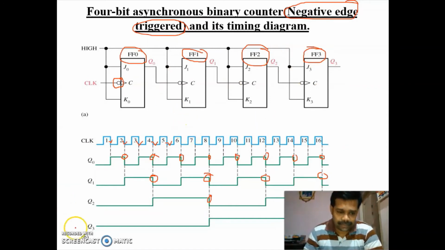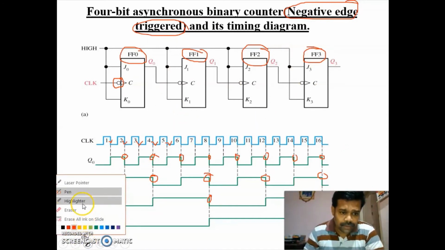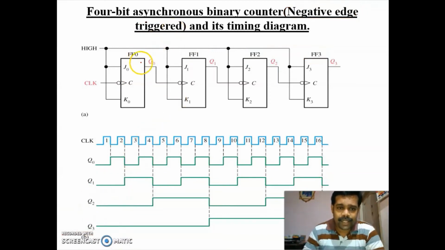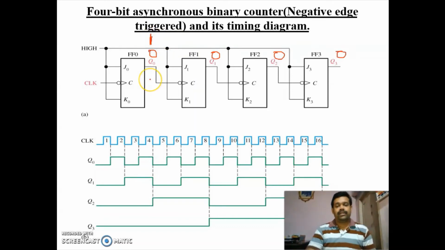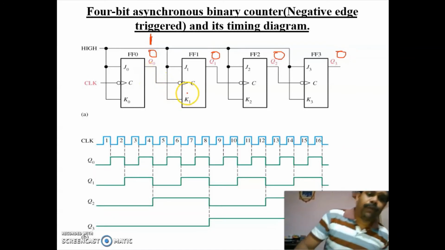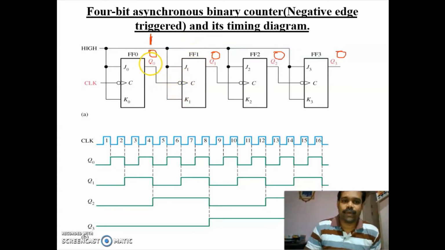So initially you take the output of all flip flops as 0. During the first negative edge, this 0 will change to 1. This flip flop 1 will change the state only if you're having Q naught equal to 1. Initially at that time it is 0, so it will not change. If this flip flop is not conducting, this will also not conduct. If this is not conducting, this also will not conduct.